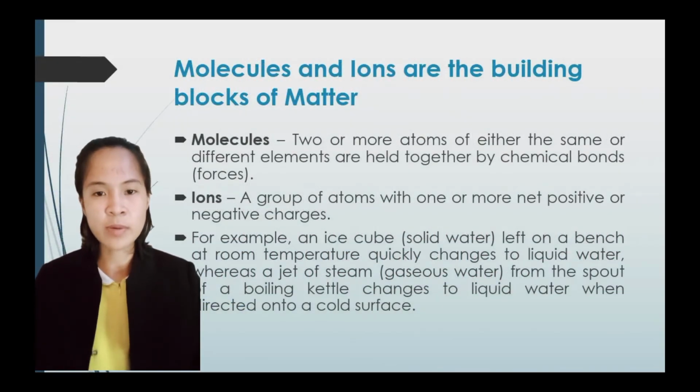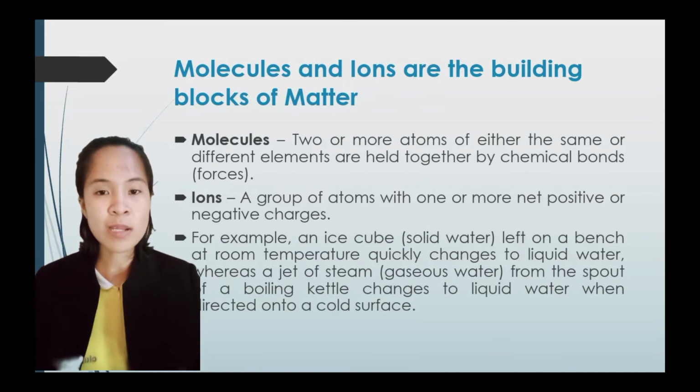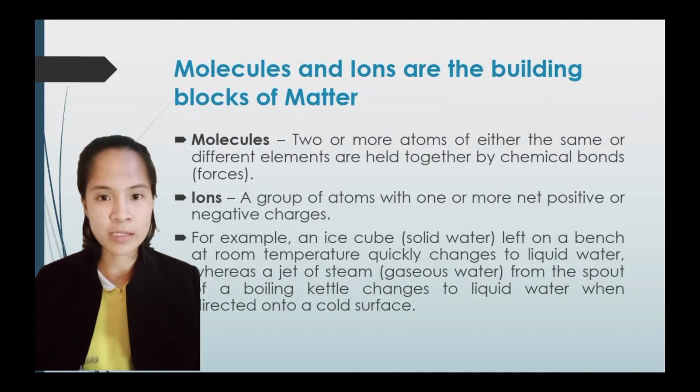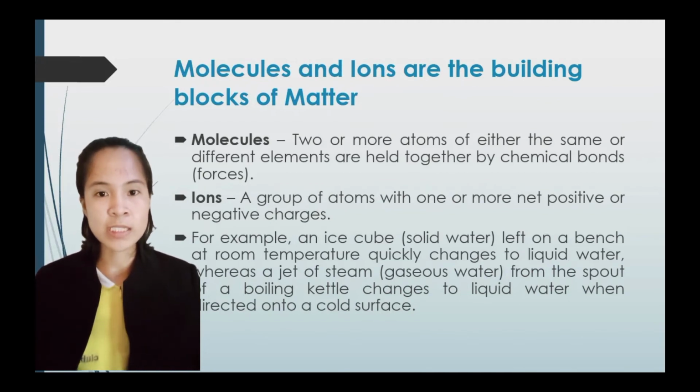Molecules and ions are the building blocks of matter. Molecules are 2 or more atoms of either the same or different elements held together by chemical bonds. It is the group of atoms that are bound together to represent the smallest fundamental unit of a chemical compound. An example of a molecule is water, the combination of hydrogen and oxygen. And water, we all know that water is very essential to human life, because if there is no water, there is no possible life on earth as well.